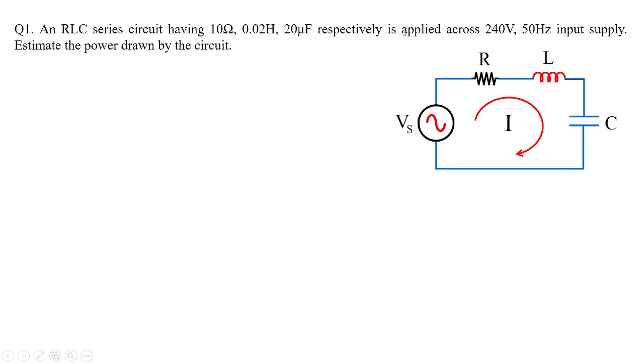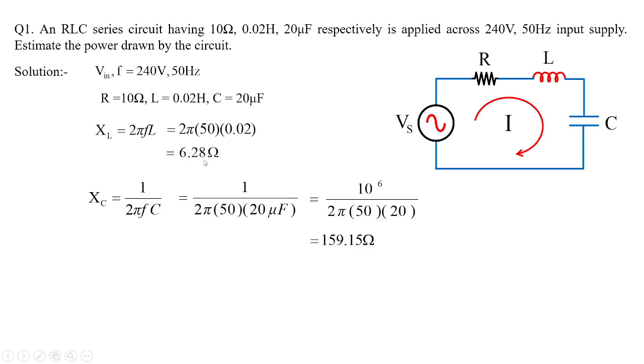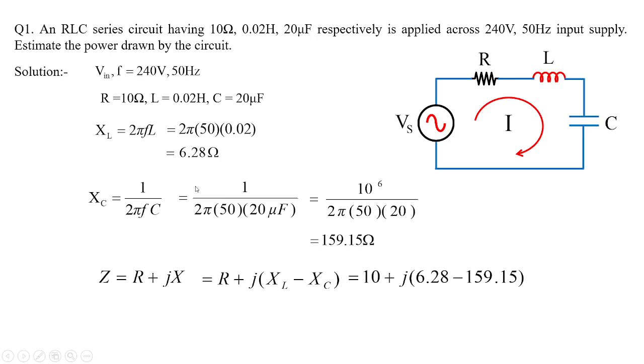volts 50 hertz input, estimate the power drawn by the circuit. Okay, the values we are going to take as they are. We'll calculate the inductive reactance and capacitive reactance. Here you can see 6.28 ohms and 159.15 ohms are the values of inductive reactance and capacitive reactance respectively. Let us calculate the impedance value. If XL is greater than XC, we are assuming the value is higher or lower based upon the calculations we made here. Now the rectangular value and the polar value of impedance is given as 153.19 at an angle of minus 1.1505 ohms.